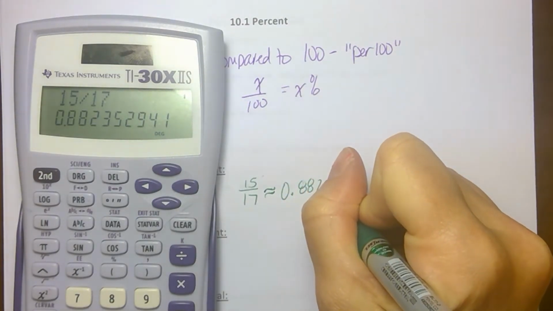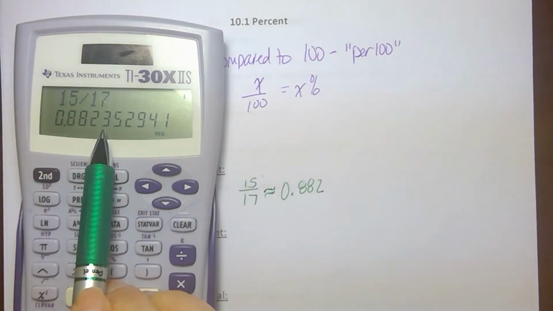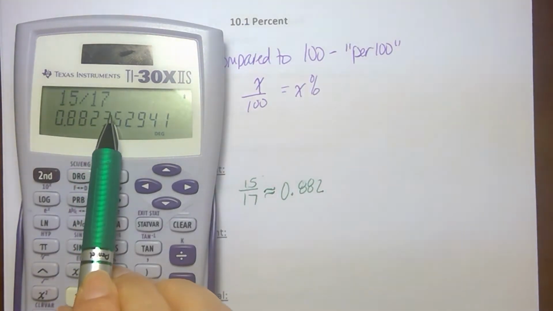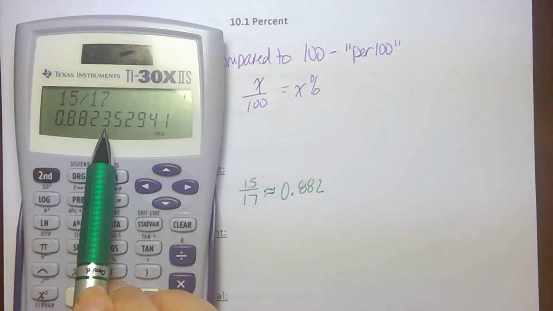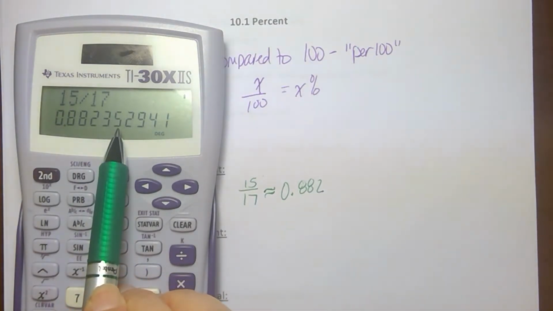0.882. And when I round that 4th decimal place, 1, 2, 3, 4, the 3 is in the 4th decimal place. This is the place I want to round. So I'm rounding this decimal place. I look to the right and I see I have a 5.